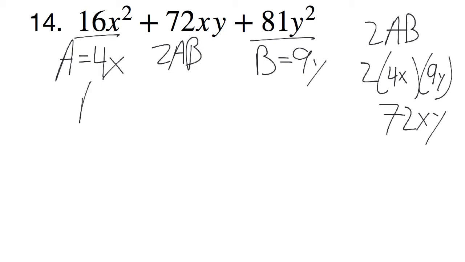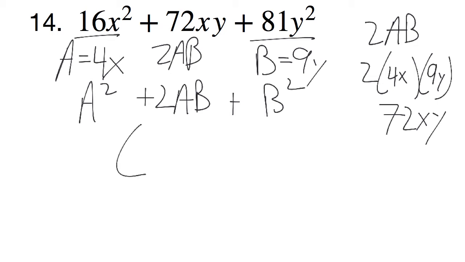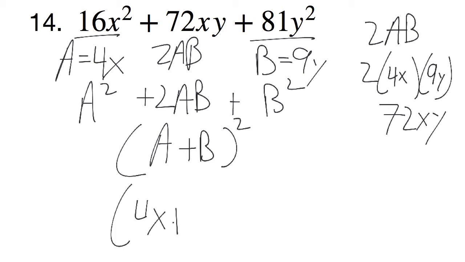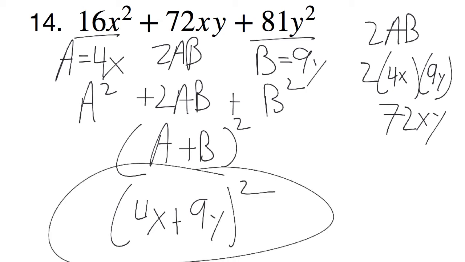So what the quadratic looks like is a squared plus 2ab plus b squared, which, as the formula dictates, is the same thing as a plus b squared. So, back substituting, we get 4x plus 9y squared. That's our answer.